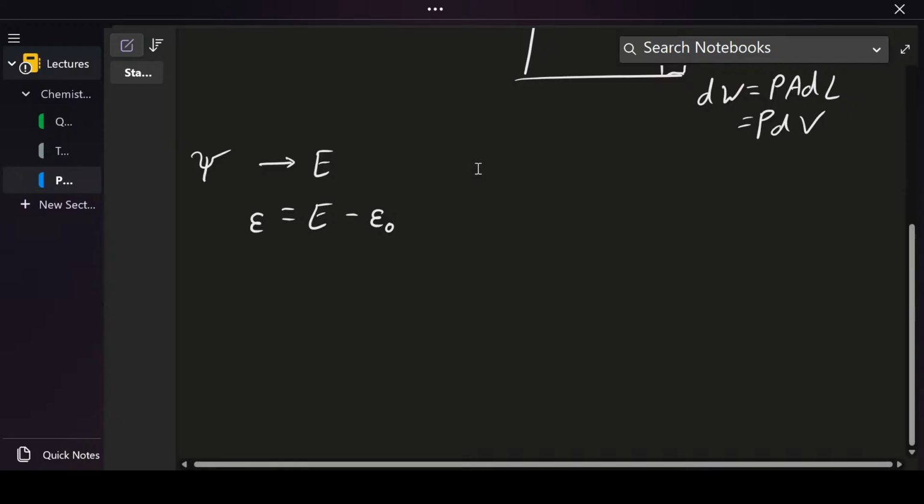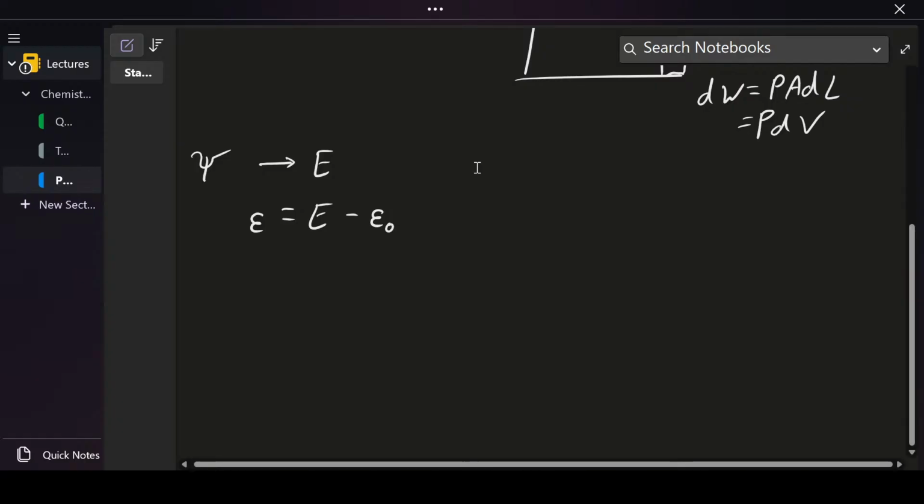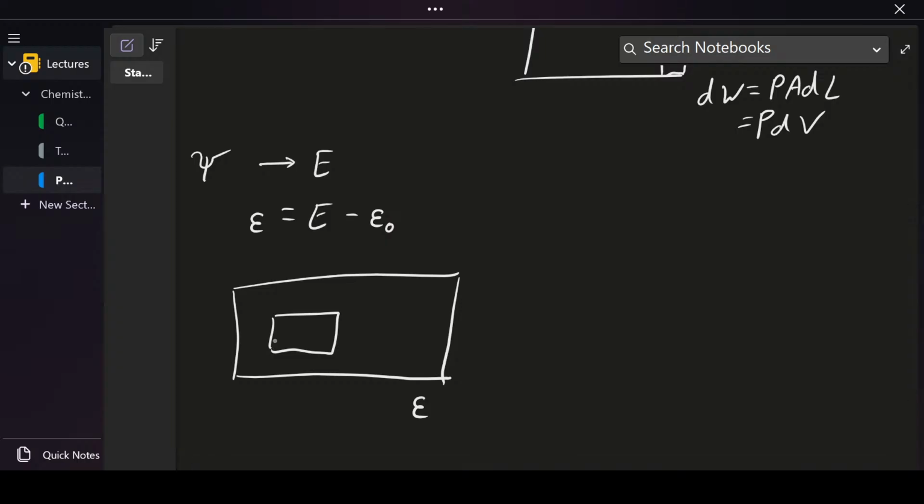But anyways, say we wanted to look at a probability distribution of all of these microstates, which is the Boltzmann distribution, which we're going to derive. To start this derivation, we're going to have a box, and the box is going to have a total energy of epsilon. Inside of it, I've got a smaller subsystem, which is closed, so it can't exchange particles with the surroundings, but it can exchange energy.